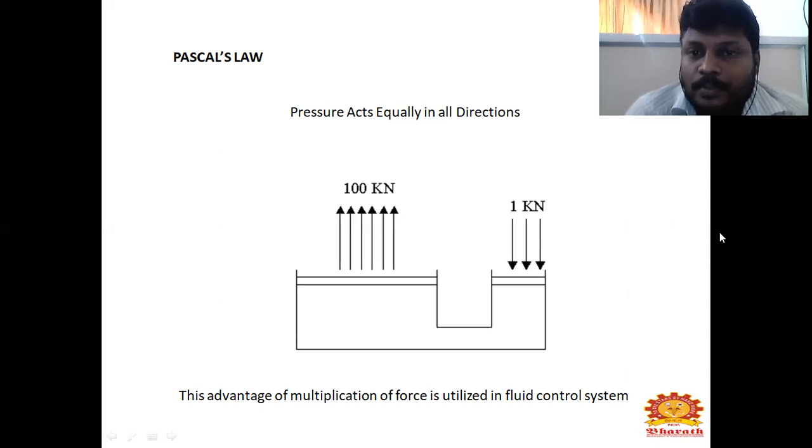If you are putting 1 kilonewton of weight, you will get 100 kilonewton of work done by your bigger cylinder. The first cylinder is 1 centimeter and the second cylinder is 100 centimeter, and it will add up with this. In 1 centimeter, if the pressure is 1 kilonewton, then for 100 centimeter, what will that be? That is the concept. And this advantage of multi-force is used in fluid control systems.